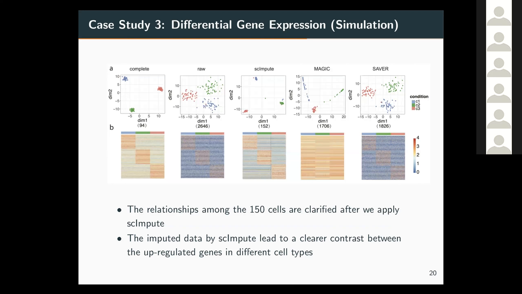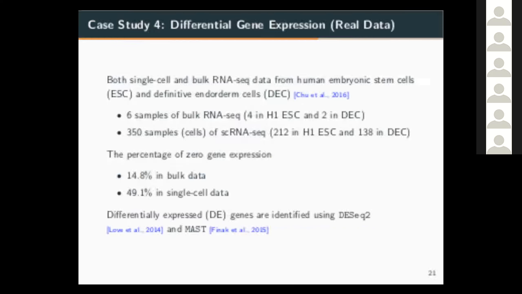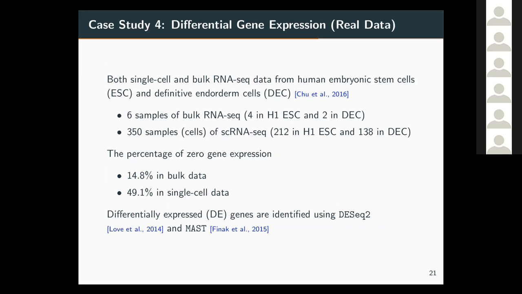So we have compared the three methods based on simulated data, and next we evaluate how the different imputation methods can assist the analysis based on real single cell data. We collected both single cell and bulk RNA-seq data from the human embryonic stem cells and the definitive endoderm cells. In summary, the bulk data contains 6 samples and the single cell data contains 350 individual cells.